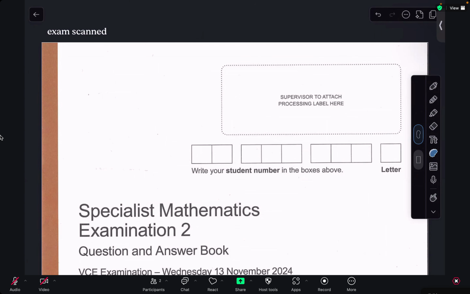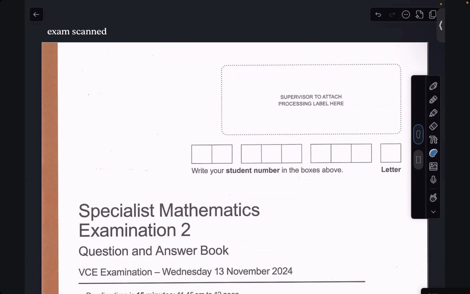So I just got my hands on the Spec Exam 2. I haven't really heard how it was, to be honest, but we'll see how we go.